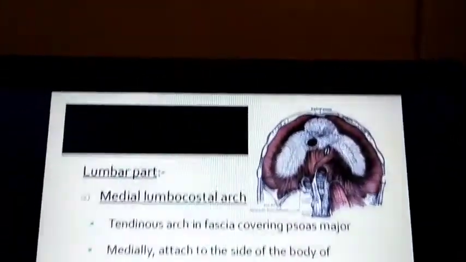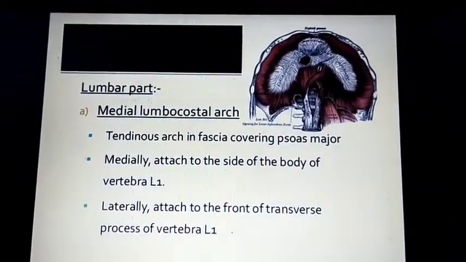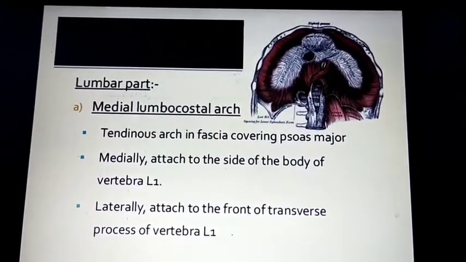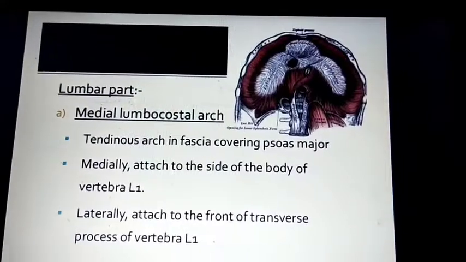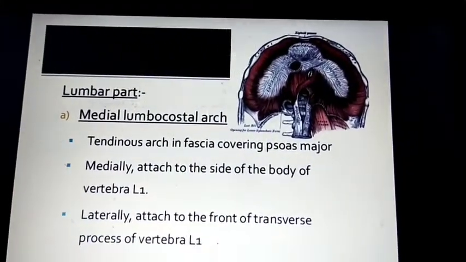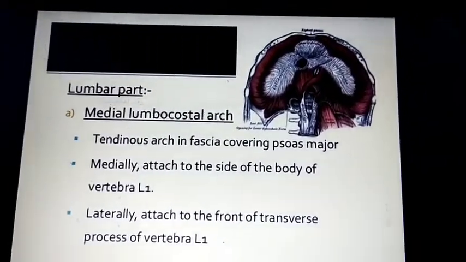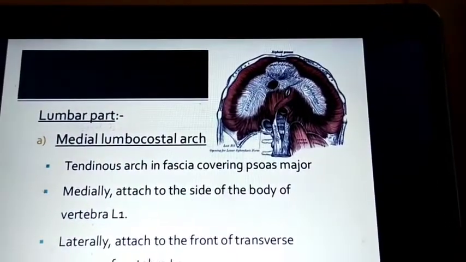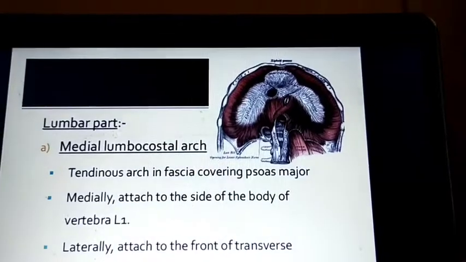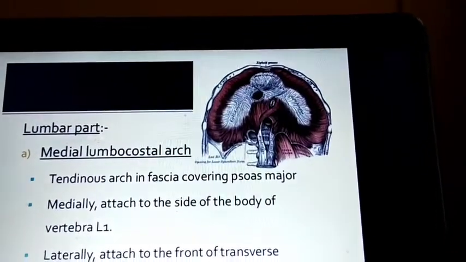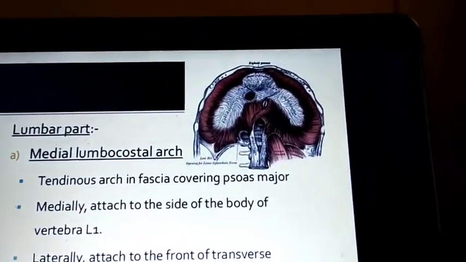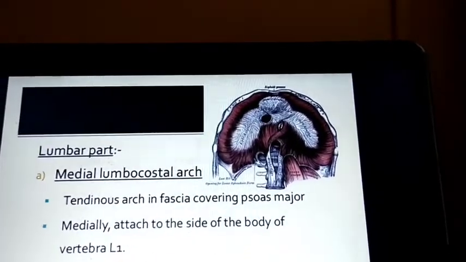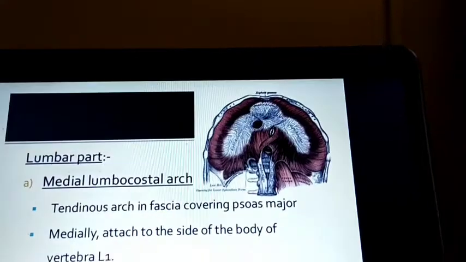Now you can go to the lumbar part. First, the lumbocostal arches, not sacral. Costal means rib and lumbar means lumbar vertebrae. It is present between the ribs and the lumbar region, forming arches, and from those arches there is an origin.